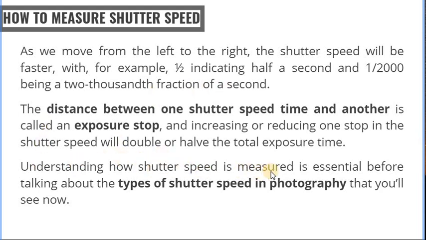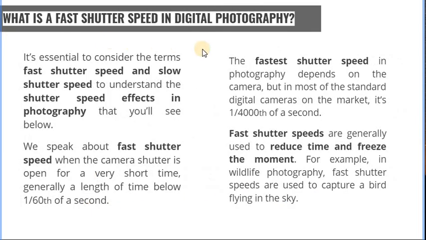So, understanding how shutter speed is measured is essential before talking about types of shutter speed in photography that you will see now. So, what is a fast shutter speed in photography? It is essential to know the terms of fast shutter speed and slow shutter speed to understand the shutter speed effects in photography. So, the fastest shutter speed in photography depends on the camera. But in most standard digital cameras, it is 1/4,000 of a second.